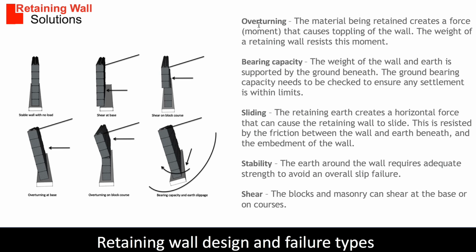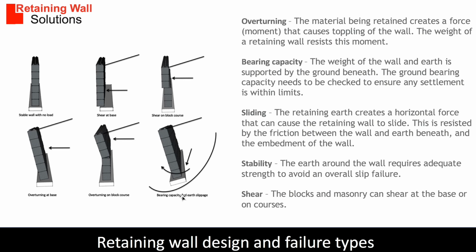So the first one is overturning, where the wall can topple over from the load being pushed against it, and it'll topple over like this at a point. It could be at the bottom of the wall, or it could be a joint of the wall. We have bearing capacity failure, where the ground isn't sufficient or stiff enough, or the ground bearing pressure isn't great enough to support the weight of the wall. That can cause failure. The wall can slide, so the horizontal force will push the whole wall and the foundation to one side, so that's sliding.